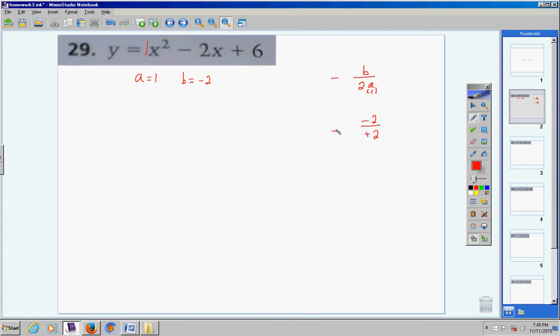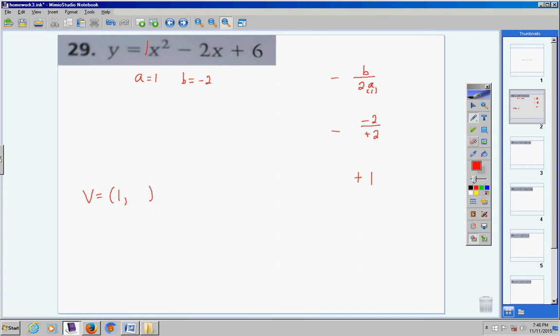However, there's a negative out front, so that makes it a positive fraction. Let's go over that again. A negative over a positive makes the whole fraction negative. But there's a negative sign here, so a negative makes the fraction positive. 2 over 2 is 1. So there, I'm halfway done with my vertex. My vertex is 1, comma, something.